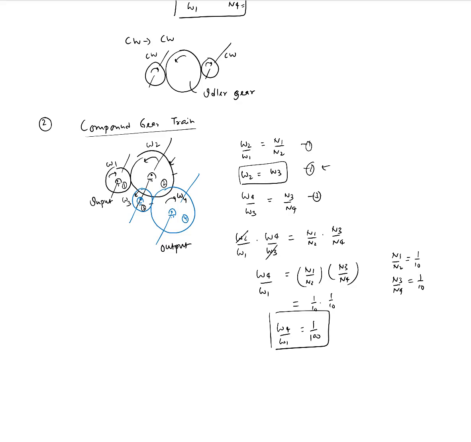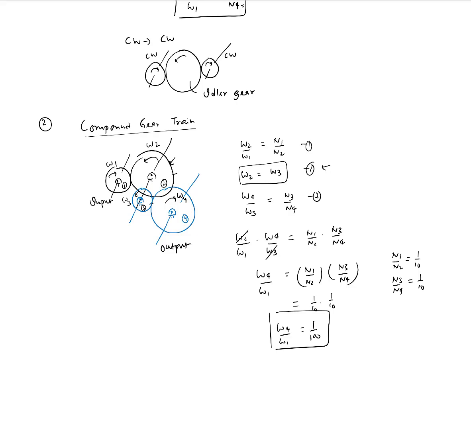In a sense, what you're saying is that by employing a two-stage compound gear train, you have reduced your speed by a factor of 100. So if your motor was rotating at a speed of, say, 10,000 RPM, your output is now going to be rotating at only 100 RPM. So 10,000 divided by 100 is 100 RPM. Now 100 RPM is pretty reasonable.